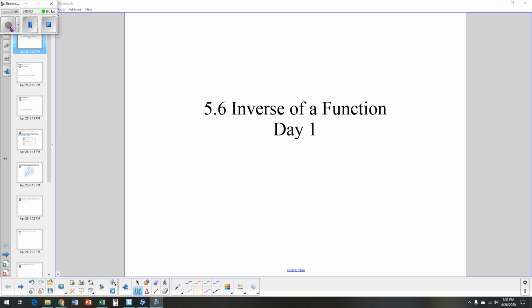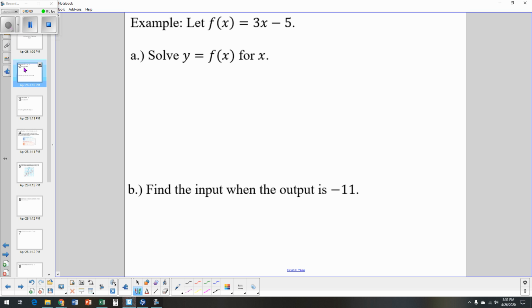Today's lesson is 5.6, inverse of a function, and we're going to just do part of it today. So the first thing we're going to try is they're telling us f of x equals 3x minus 5. We want to solve y equals f of x for x. So basically they're telling us to replace this f of x with y. So it's really y equals 3x minus 5.